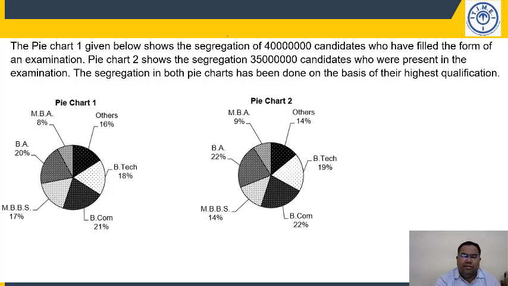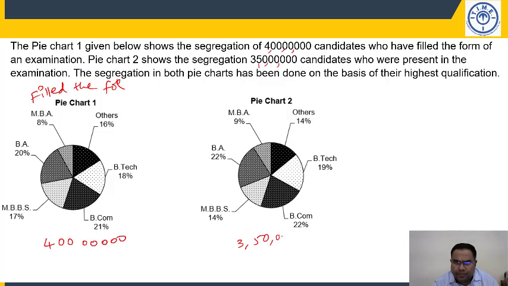Pie chart 1 given below shows the segregation of a 7-digit number of candidates who have filled the form. Pie chart 2 shows 3 crore 50 lakhs who were present for the exam, present or attended the exam. Segregation in both pie charts is done on the basis of their highest qualification. So MBA, how many have filled up the form? How many have attended? That is given here.